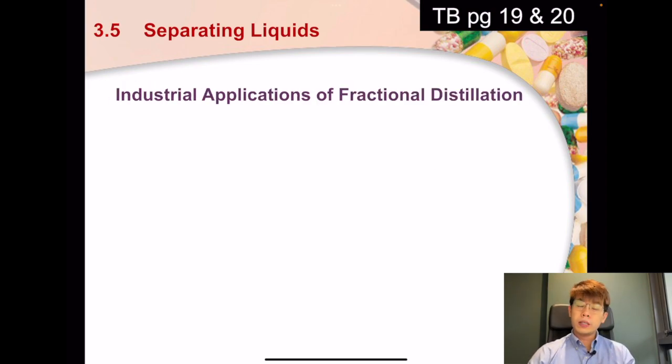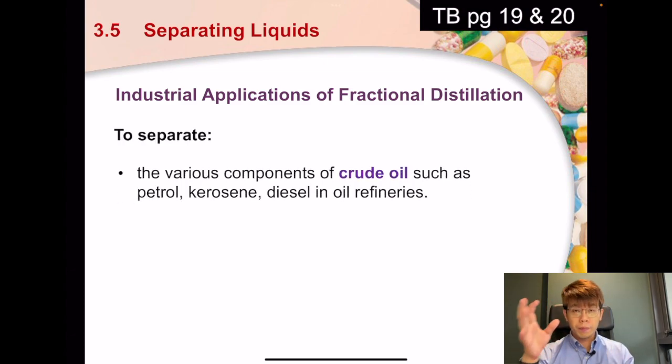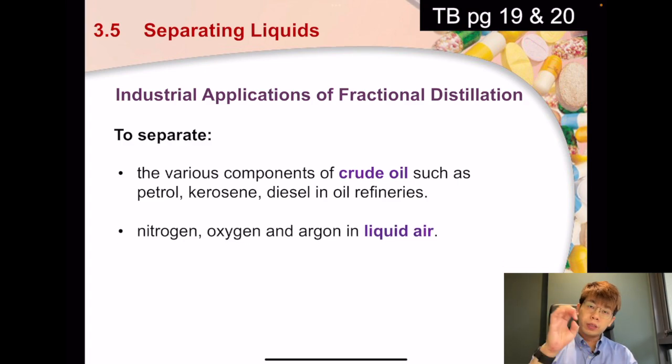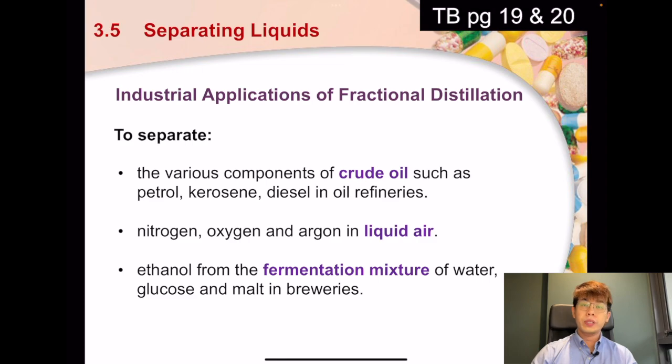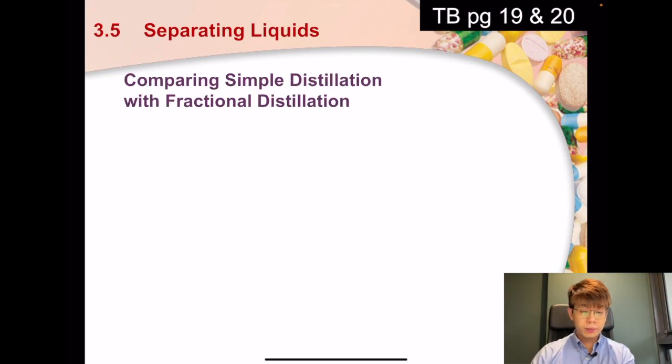So that's why fractional distillation can be used to separate crude oil. We can separate petrol from kerosene or diesel from petrol. This is an application of fractional distillation in crude oil. We can separate the different components of air from liquid air: nitrogen, oxygen, argon. And also we can separate the ethanol when we do fermentation to get our alcoholic drinks.